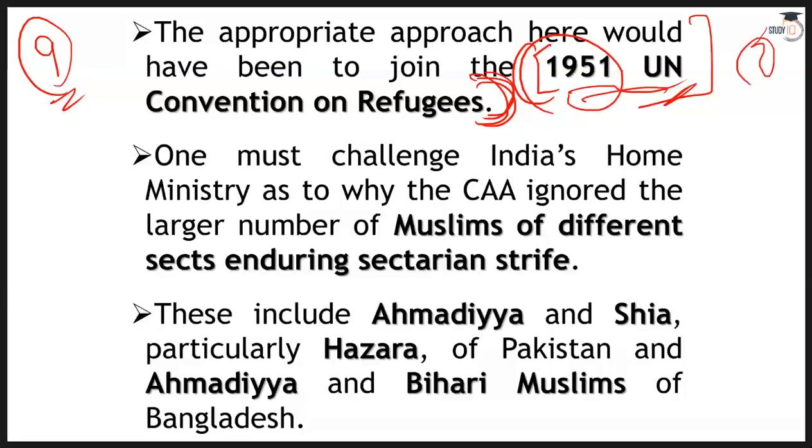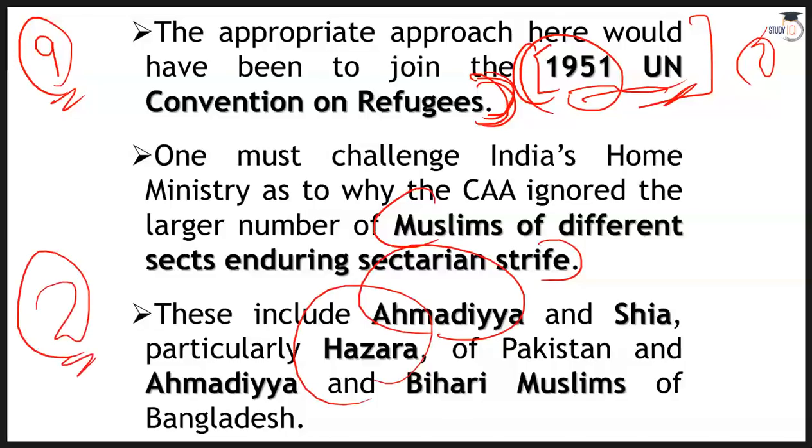Then there is the point that one must challenge India's home minister: why some Muslim communities like Ahmadiyyas, Shias, and Hazaras, different branches within Muslims, who have been facing problems for a very long period of time, have not been included? We have included Hindus, Jains, Sikhs, Parsis, Christians, and Buddhists. So all these six communities are included, but we should have included these as well, isn't it? So this is again a question, right?